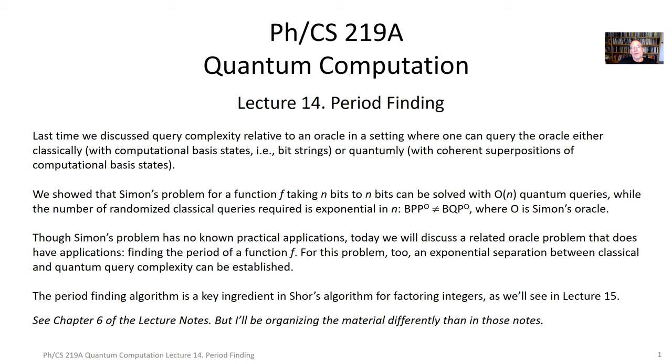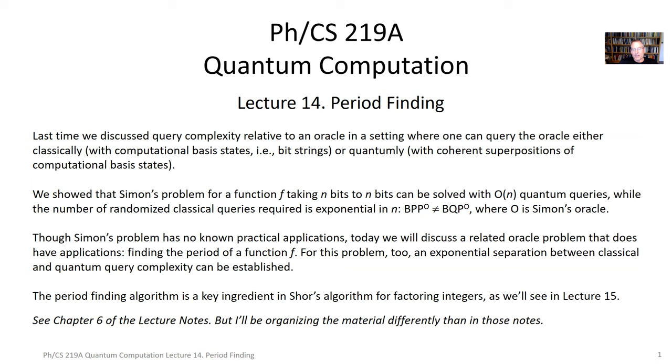And so what this example will be telling us is that for any efficiently computable function, efficiently computable classically, we can use a quantum computer to find the period of the function, if it's a periodic function. And that actually is a powerful result, and we'll discuss next time how it is the crux of Shor's famous algorithm for finding the prime factors of large composite integers.